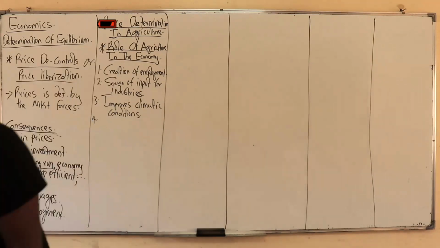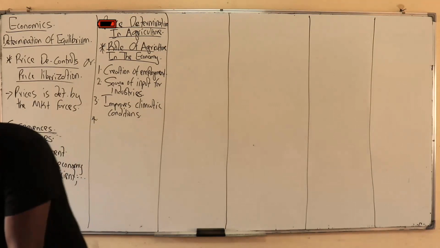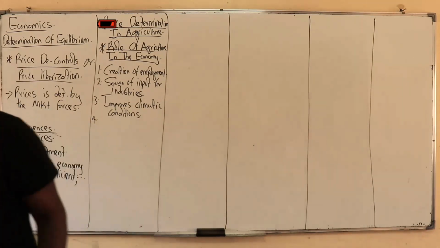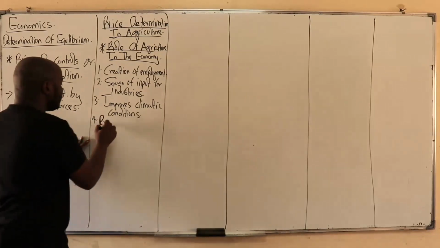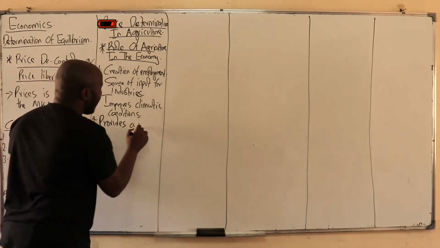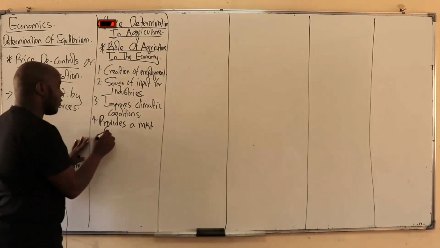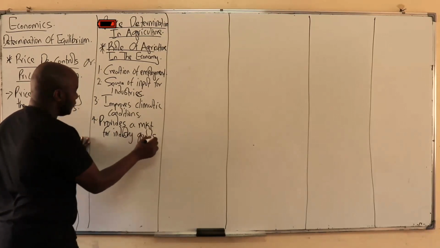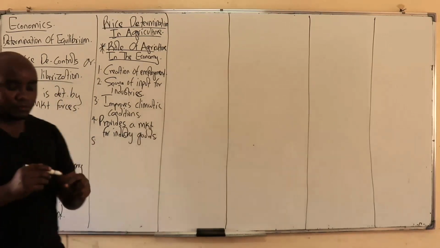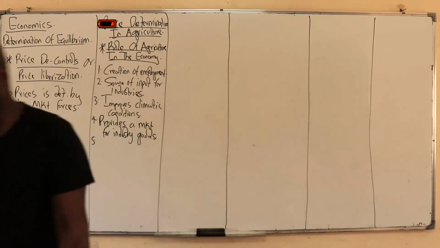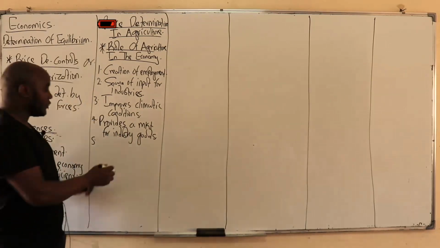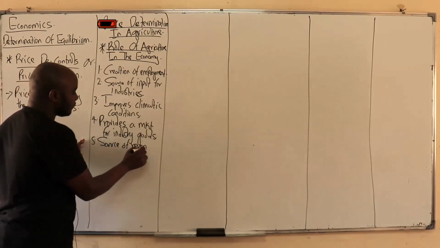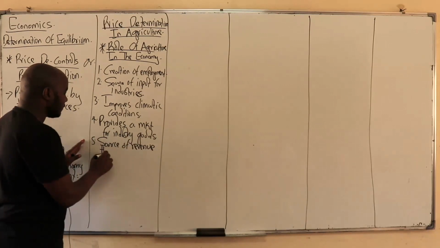The next one is that it provides a market for industry goods. Then the next one is that it is a source of revenue through taxation.